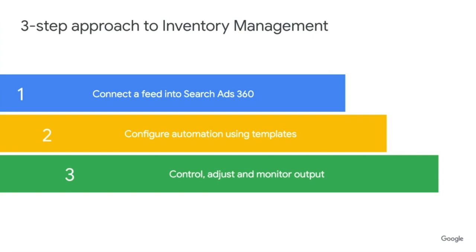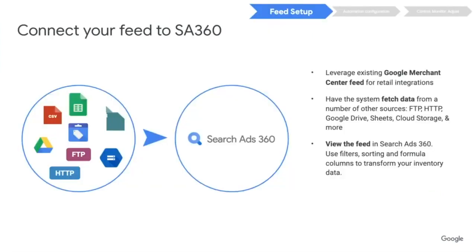And then lastly, once you have everything up and running and configured, you might want to be able to do some last pieces of control or fine-tuning and also make sure that the system is working the way you'd like it to. So there's a phase of controlling and adjusting and also making sure that the output is as you desired. So let's jump into each of those. So the first one is feed setup.